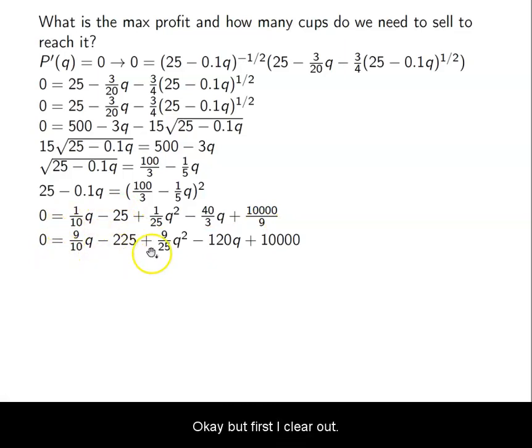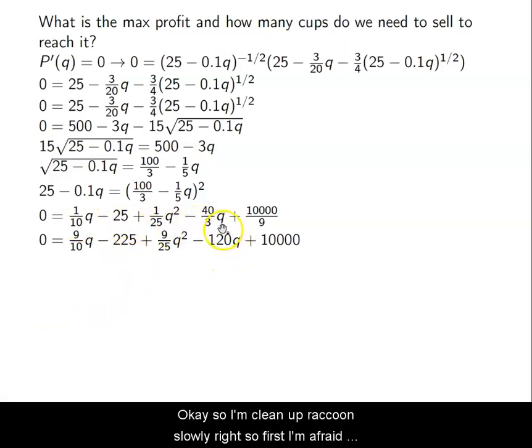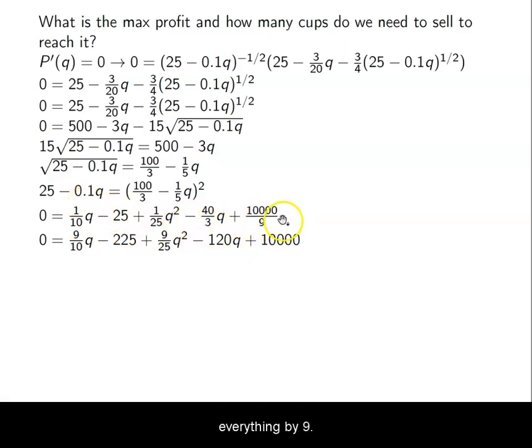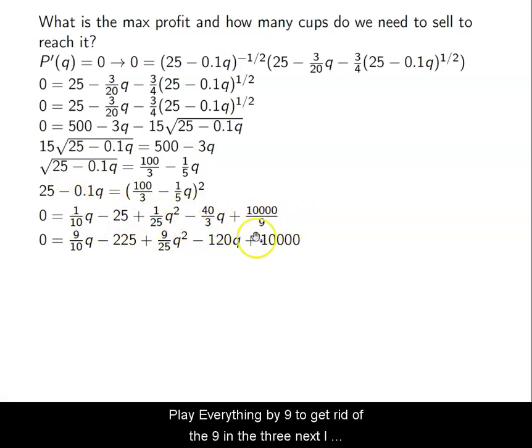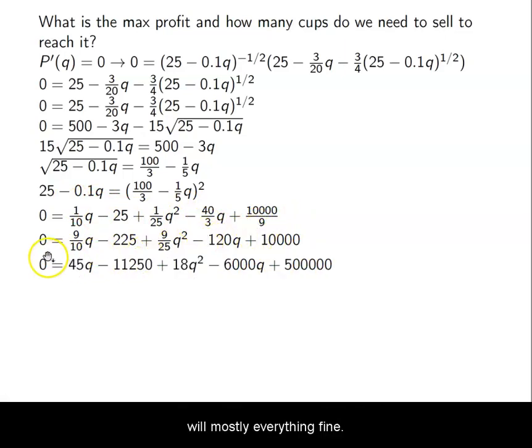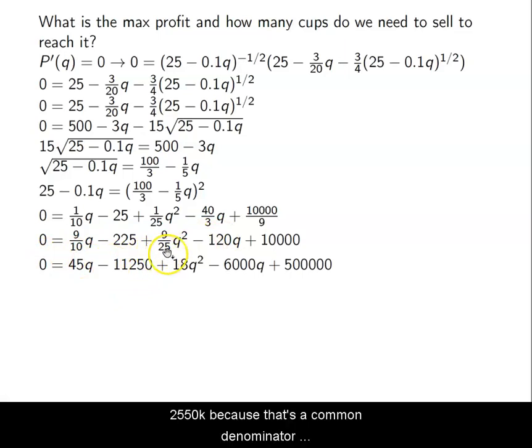Okay, but first I clear out, what did I do? So it looks like, okay, so I'm clearing out fractions slowly, right? So first I multiplied everything by 9. Okay, multiply everything by 9 to get rid of the 9 and the 3. Next I will multiply everything by 50. Okay, because that's a common denominator between 10 and 25, so I multiply everything by 50 after that.